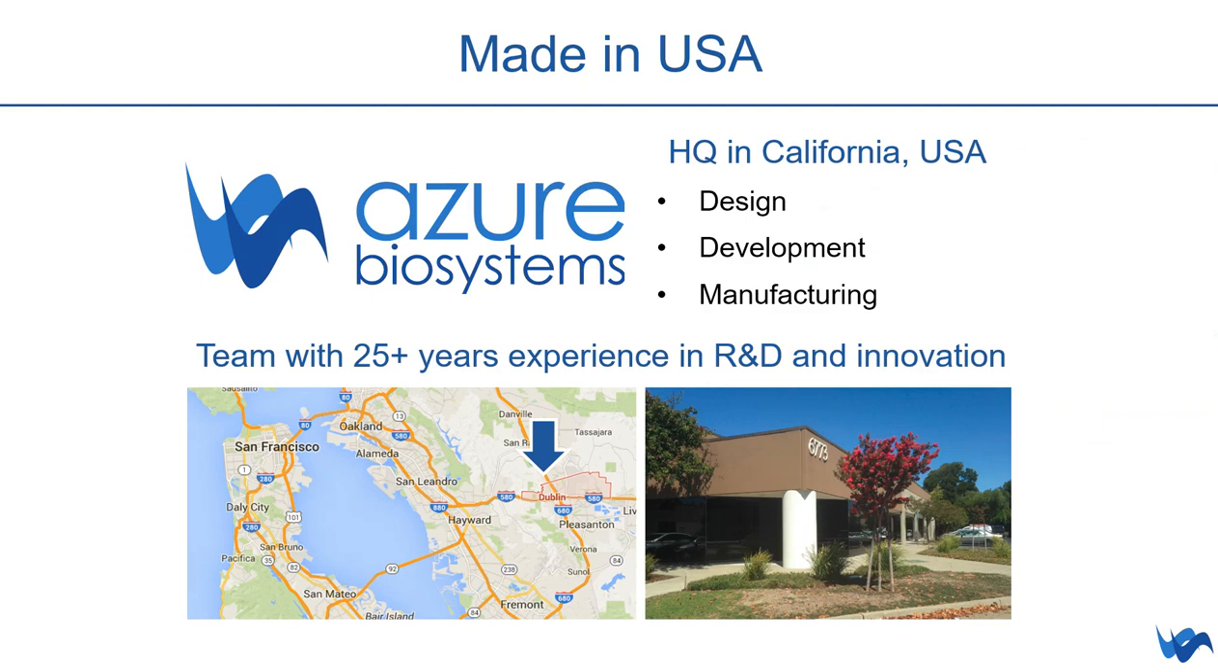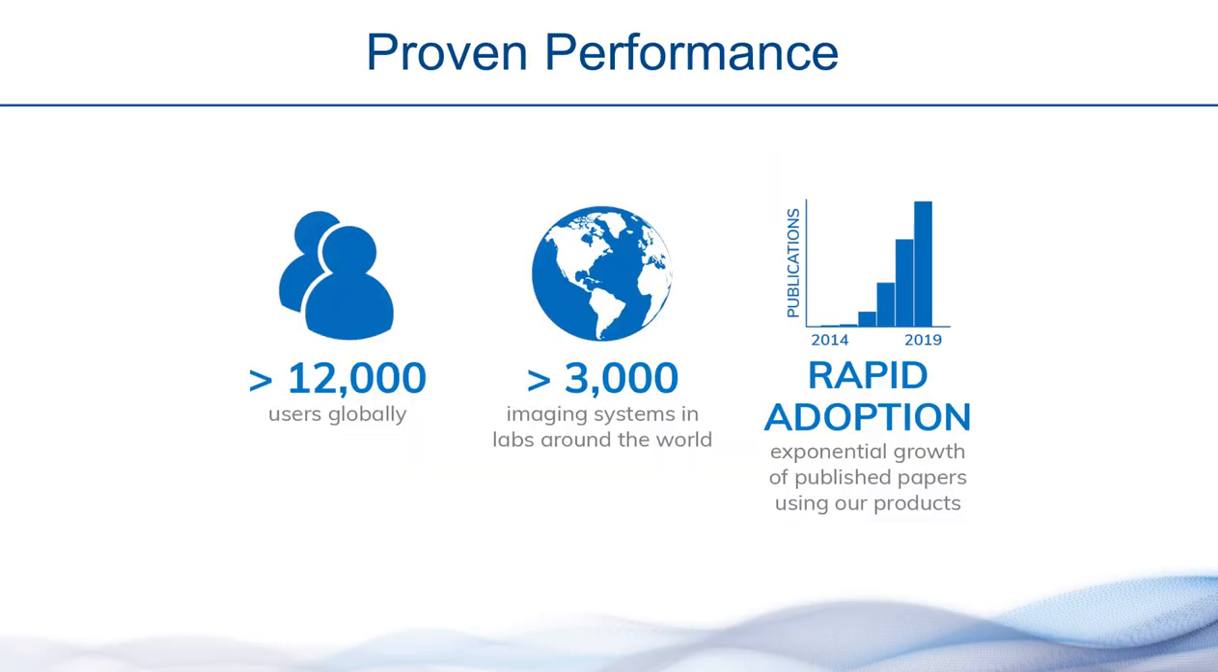At the beginning, a few brief words on our company. So we are a manufacturer from the US. We are designing, developing and manufacturing quite close to San Francisco and Silicon Valley. And the company itself is still quite young. It was founded in 2013, but you see already, we have over 12,000 users globally. We have over 3,000 imaging systems around the world in the field, and the number of publications is growing exponentially.